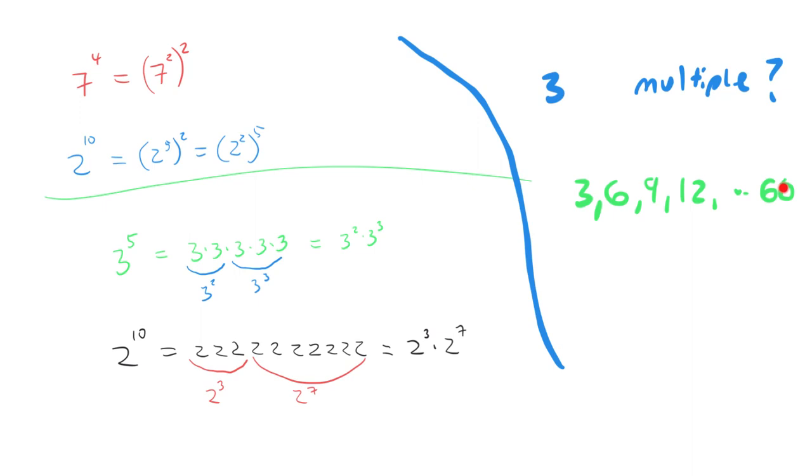In other words, 60 is divisible by 3. That's why 60 is a multiple of 3. 12 is divisible by 3. That's why 12 is a multiple of 3. 9 is divisible by 3. That's why it's a multiple of 3. 6 is divisible by 3. That's why 6 is a multiple of 3. And finally, 3 is divisible by 3. That's why 3 is a multiple of 3.